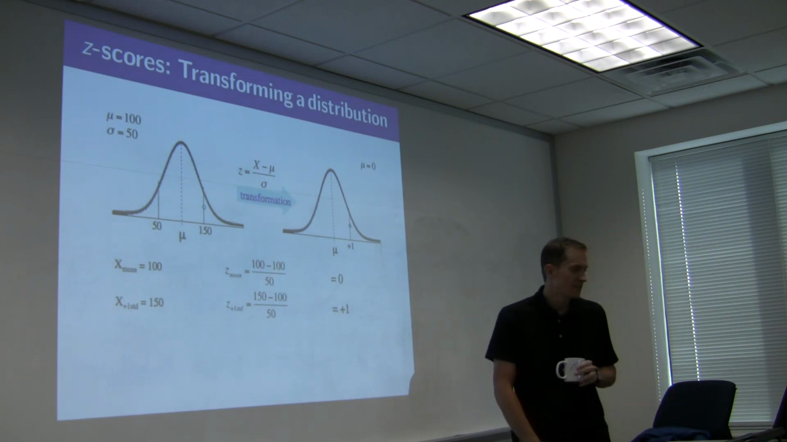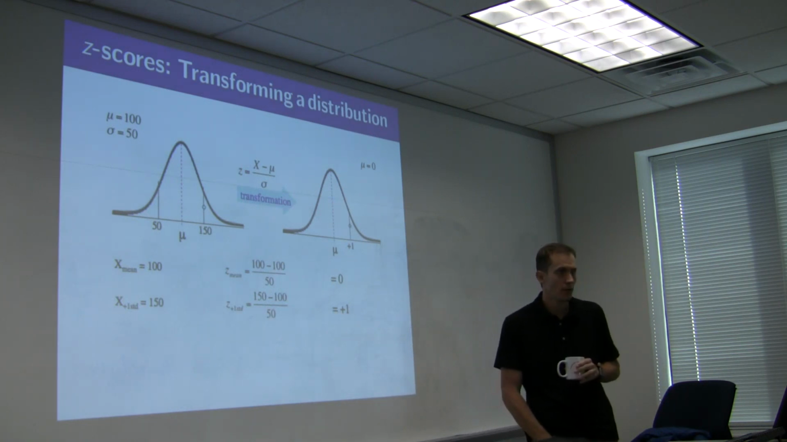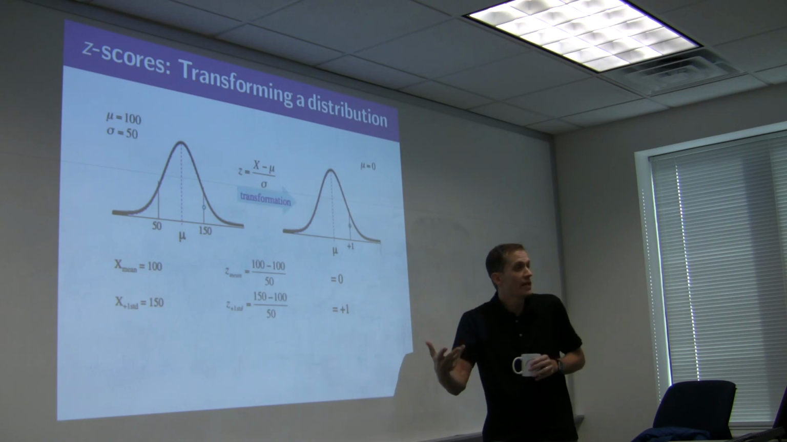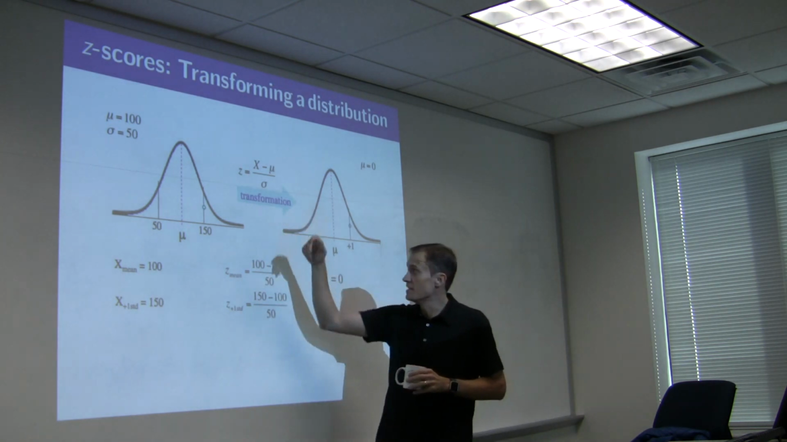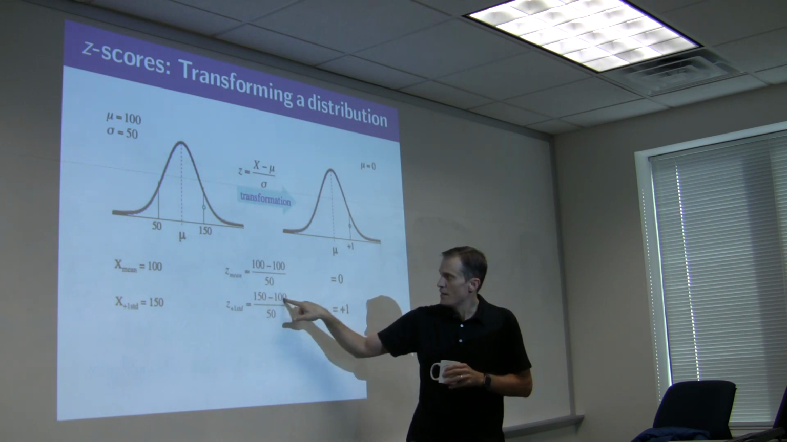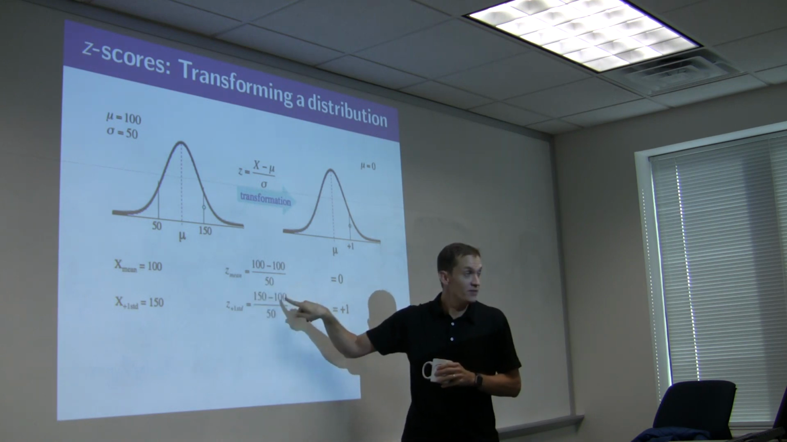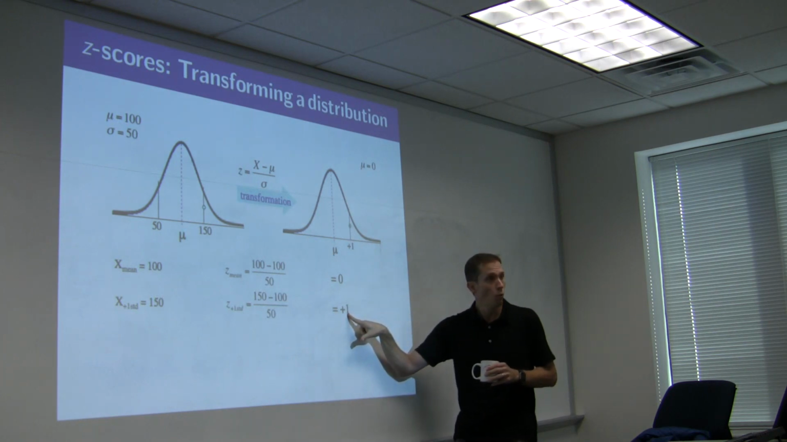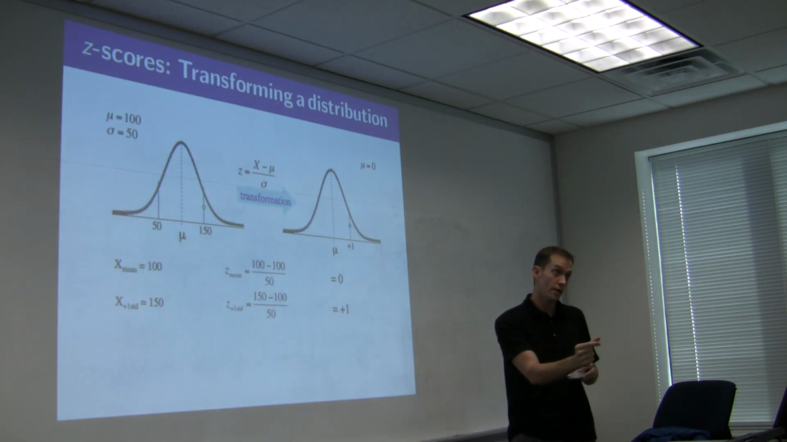Let's say on the other hand you're at 150. Again, we'll do the same little technique. We'll plug 150 into this z-score formula. 150 minus 100 divided by 50. That top becomes 50, and 50 divided by 50 is 1. And moreover, it's a positive 1.